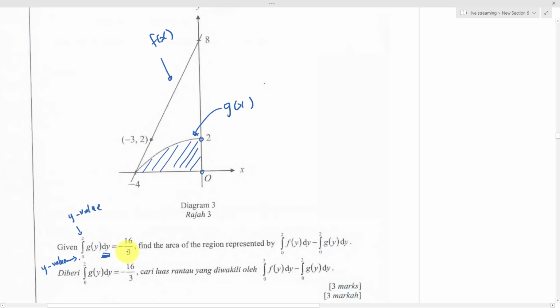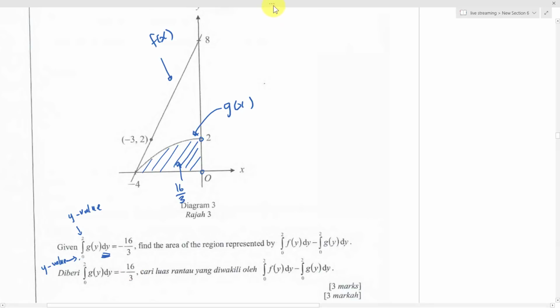And why you have the negative for your area is because it's on the left hand side of the y-axis, in the negative zone. But when we do area, even though the value is negative, we need to change it back to positive, because area should be positive, isn't it? So I know this area is basically 16 over 3. You see, I actually ignore the negative here.